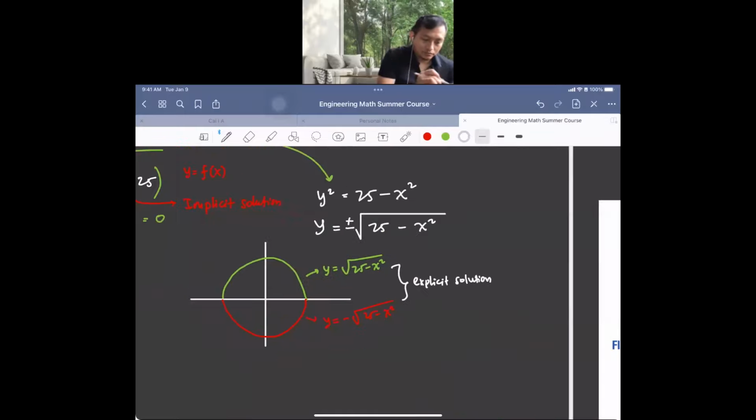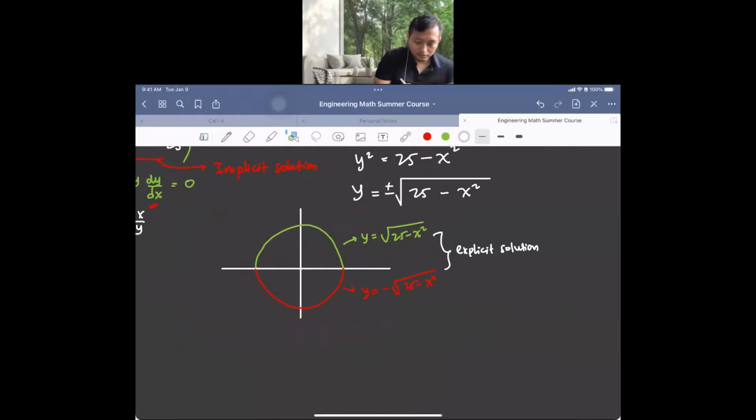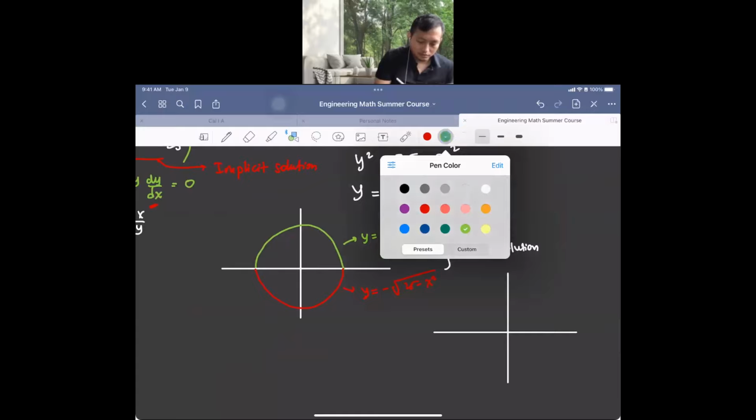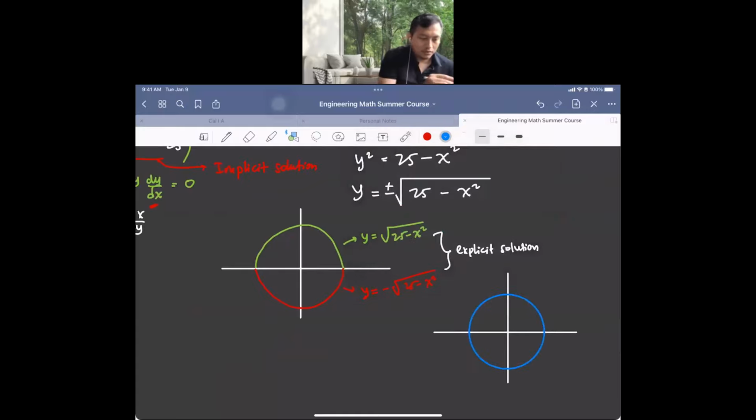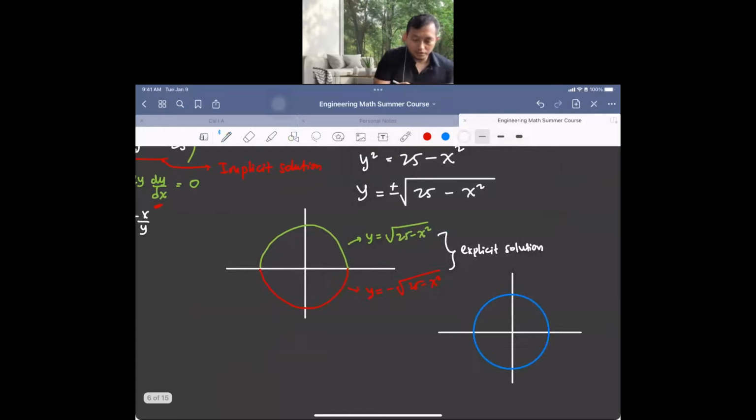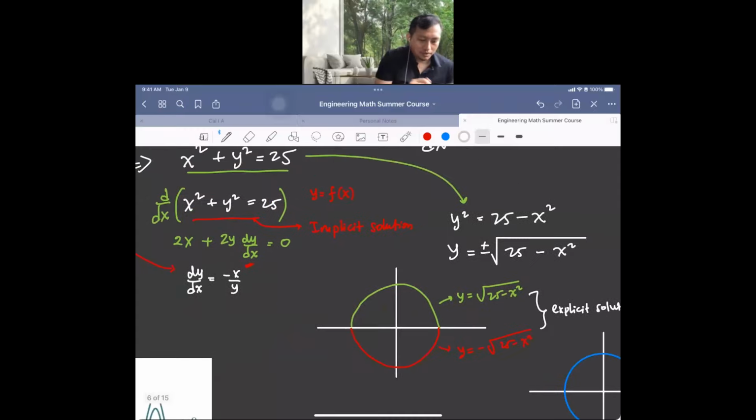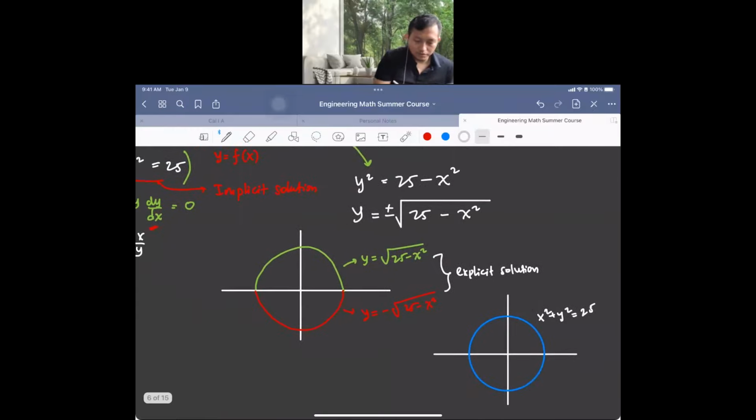That is the summary. So the circle, if we take the circle, this will be the implicit solution. So x squared plus y squared equal 25 is an implicit solution.